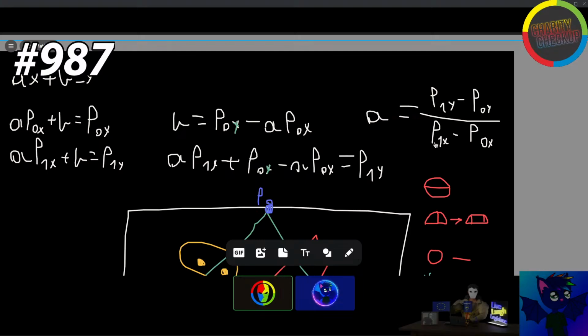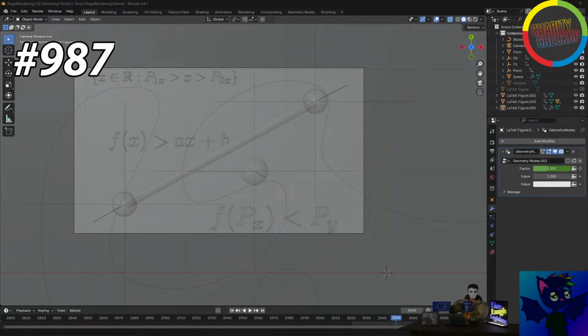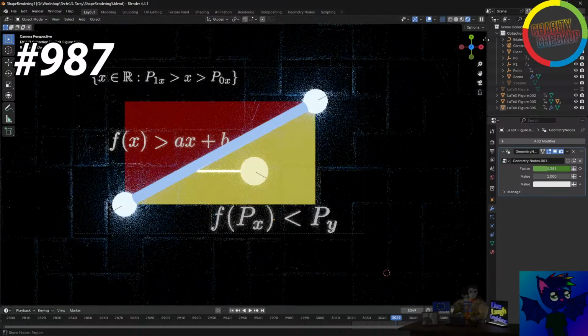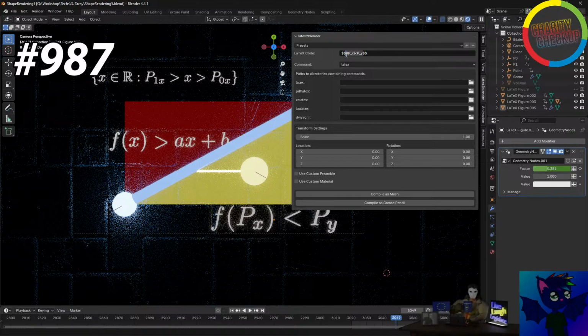Yeah, so we have the B, we have the A. There is a pattern to it. Once again, I don't care enough to actually remember it. I just redo it every single time. So the A and B terms in this case would be: A equals the fraction of P1y minus P0y.